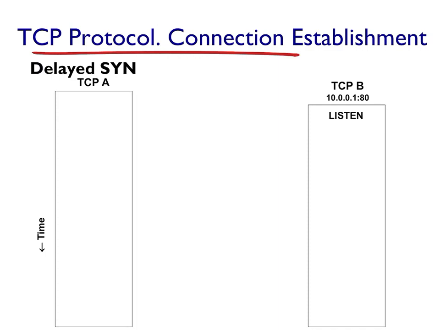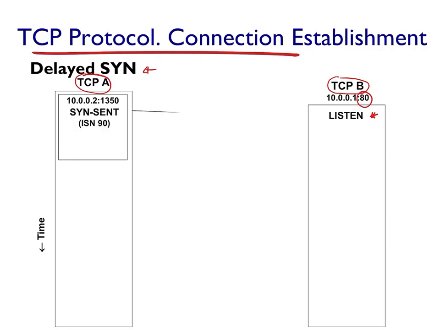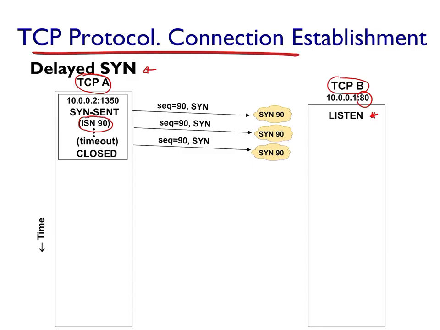Now we are going to see specific examples of problems in the network. So the first one is, imagine that there is a delayed SYN. So the SYN is not correctly delivered in a fast way. So on the left, we have the TCP-A. On the right, the TCP-B. It is a web server listening as usual. And the TCP-A wants to connect with TCP-B. The initial sequence number is 90.